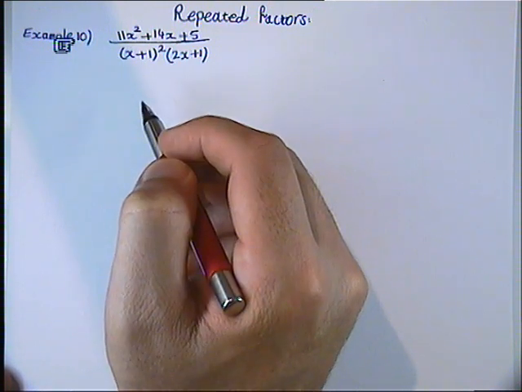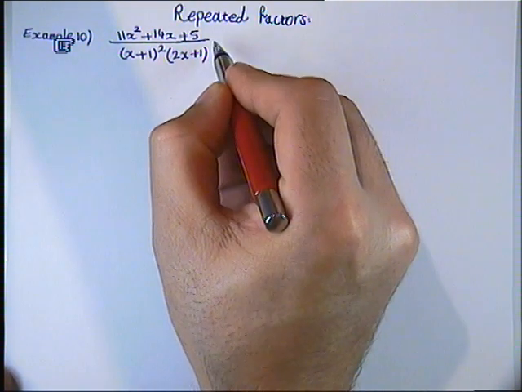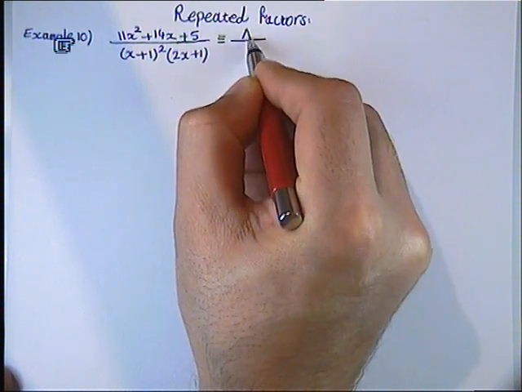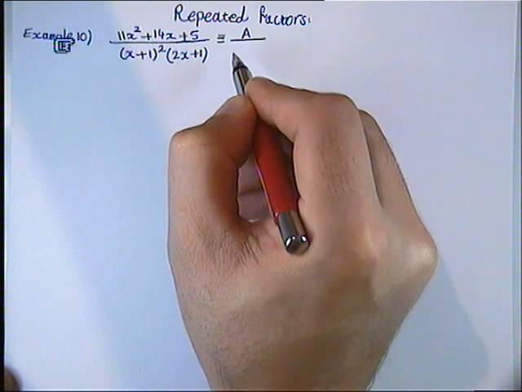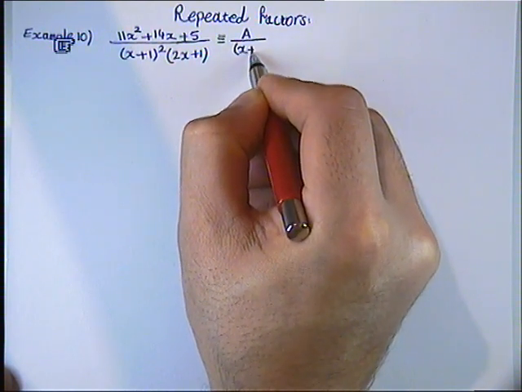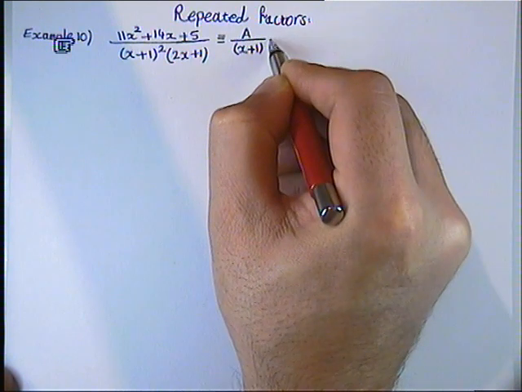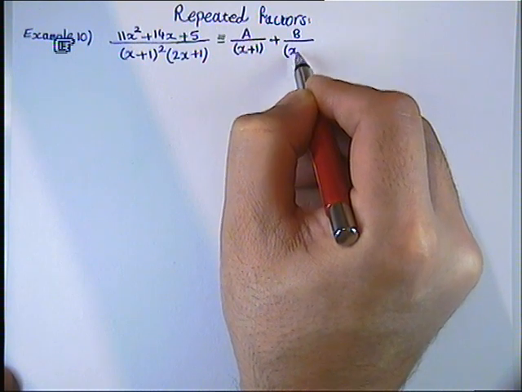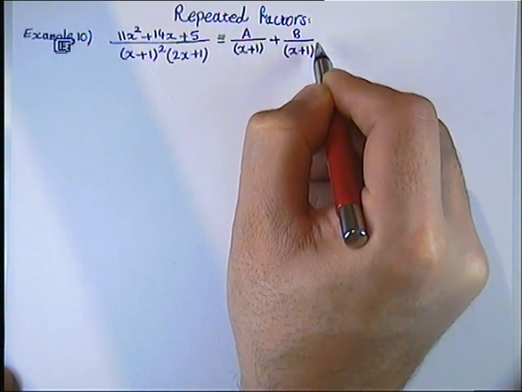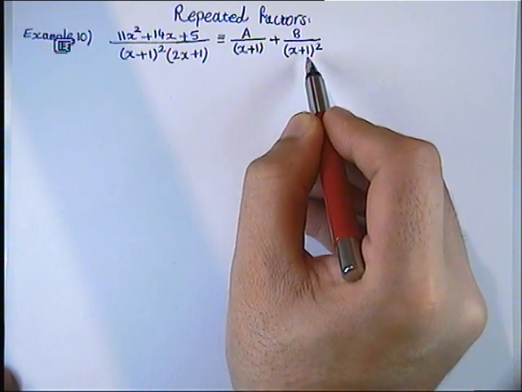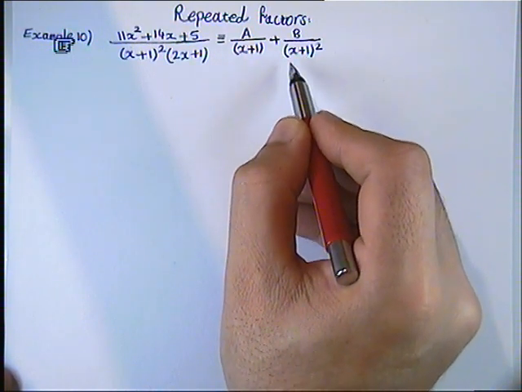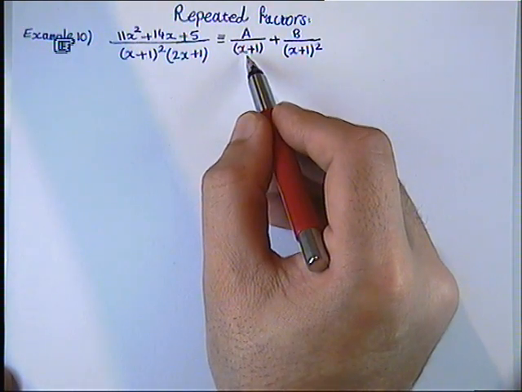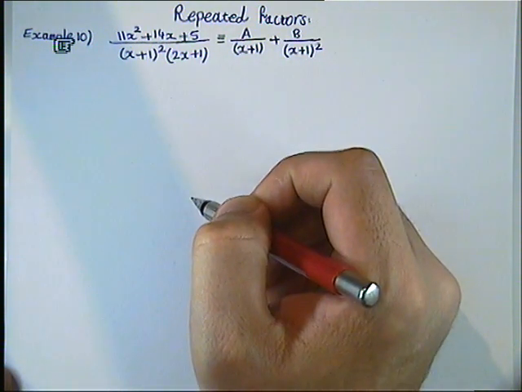Okay, this is a specific type of partial fraction which will be written in the form of a over x plus 1, plus b over (x plus 1) squared. We cannot write down x plus 1 here. It should be (x plus 1) squared, because if it's x plus 1, it would be the same as this x plus 1. Therefore, we wouldn't have to write down the second fraction.